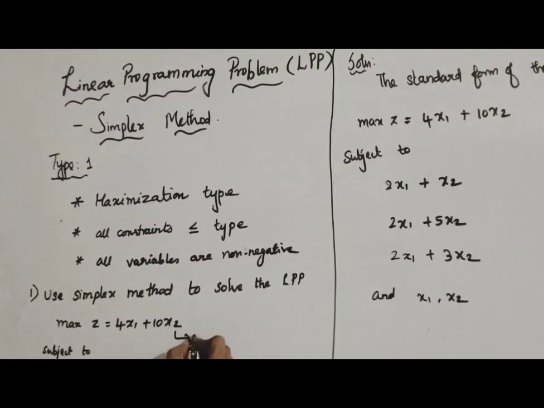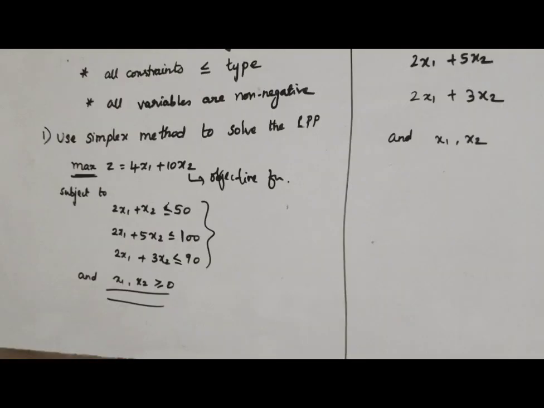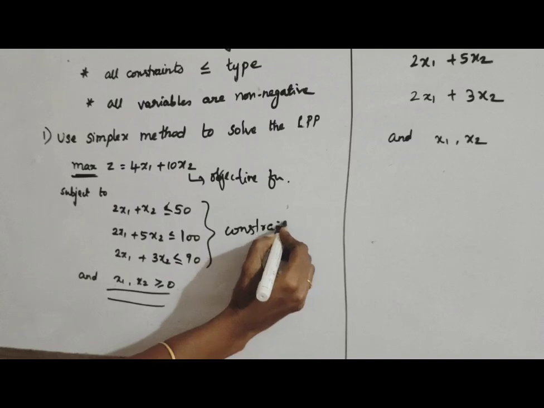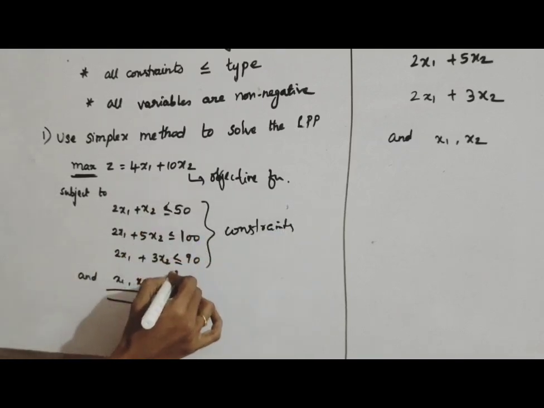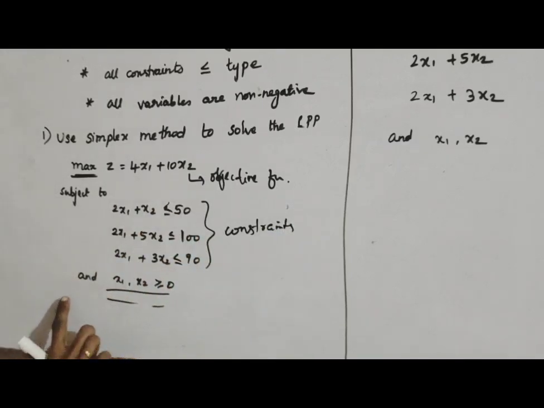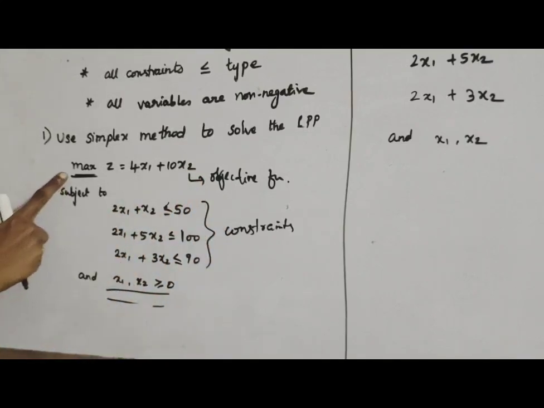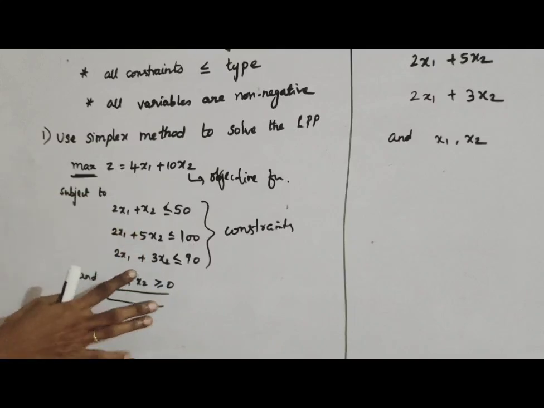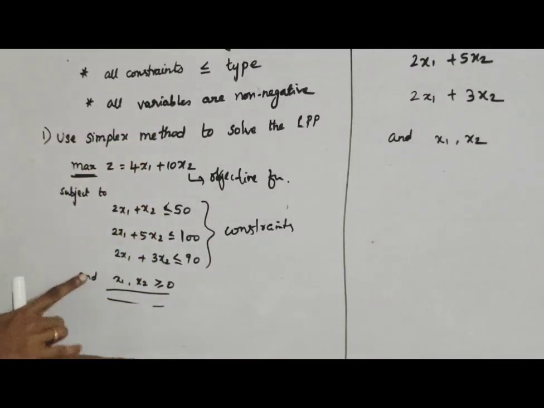Here this is the objective function. It is of maximum type, that is maximization type. These are the constraints. Here the constraints are all less than or equal to type, and these are the variables which are all non-negative. For a maximization problem, we do not bother about anything, just proceed with the simplex method.